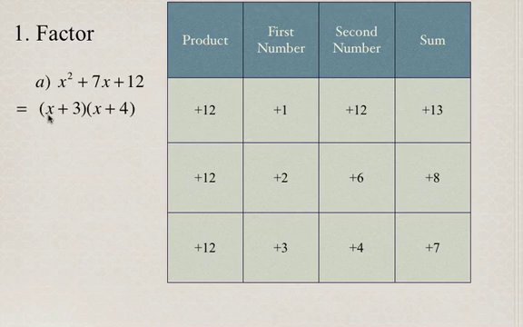So if you want to check your answer, x times x is x squared, x times 4 is 4x, plus 3 times x is 3x, so 4x plus 3x is 7x, and 3 times 4 is 12. So if we multiply or expand using FOIL, we get the question we started with, so we know our answer is correct.